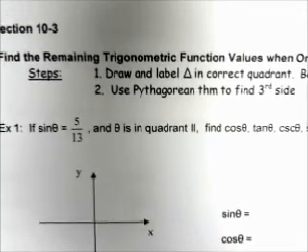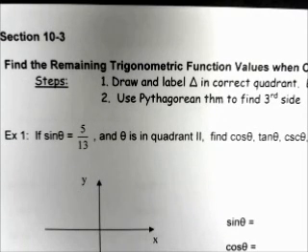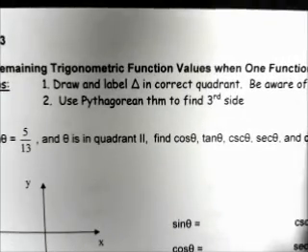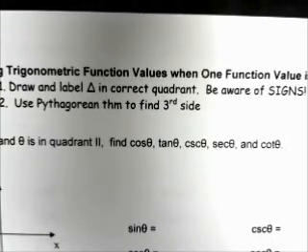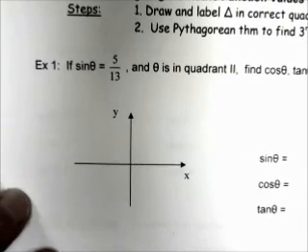So these are the steps we're going to follow. You're going to draw and label a triangle in the correct quadrant. Again, please beware of the signs, S-I-G-N-S, and use the Pythagorean theorem to find the third side, and then just use SOHCAHTOA. All right, so back to example 1.